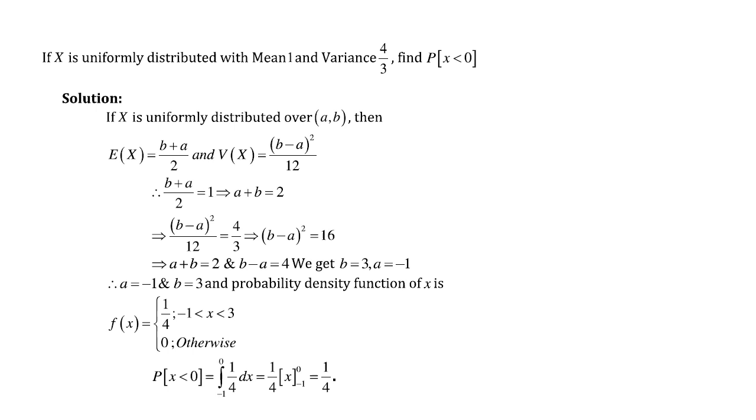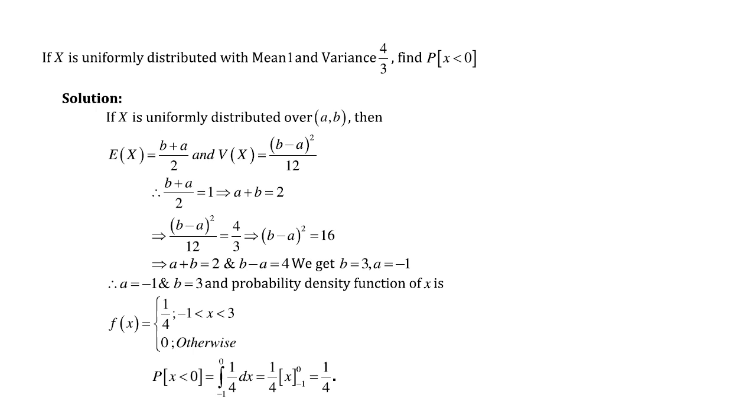Now let us see a sum based on uniform distribution. If x is uniformly distributed with mean 1 and variance 4 by 3, find P of x less than 0. Since they have given the values of mean and variance, let us apply the formulas. The formula for mean E of x is equal to b plus a by 2, and for variance it is b minus a the whole square by 12. By applying b plus a by 2 equal to 1 and b minus a the whole square by 12 equal to 4 by 3, we will be getting a plus b equal to 2 and b minus a the whole square equal to 16.